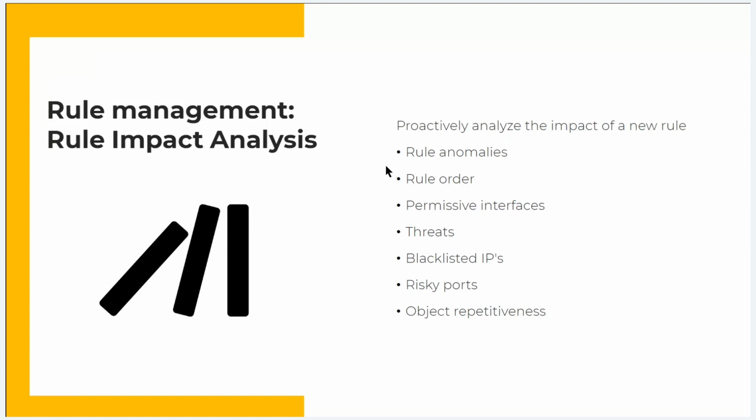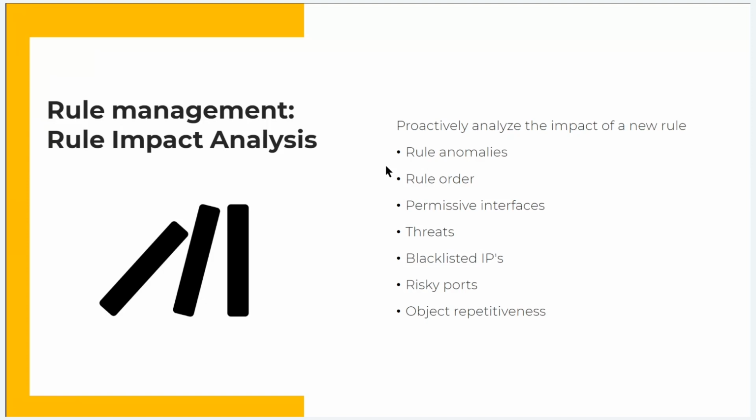With the firewall analyzer's rule impact analysis, you can easily determine if the proposed new rule is going to impact the existing rule set negatively. This feature helps you to check the proposed new rule against the existing rule base for any anomalies. It suggests an optimal rule order by analyzing the proposed new rule for any rule complexity and anomalies, and it also helps you to identify any overly permissive destination interfaces for the proposed new rule.